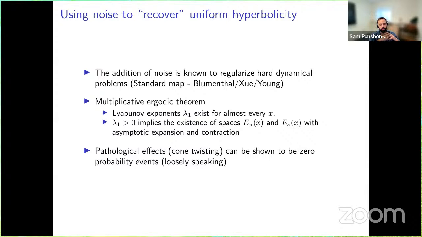Moreover, one of the really nice things, the second you have noise, it very often gives you something known as the multiplicative ergodic theorem. And this theorem essentially tells you not only do the Lyapunov exponents that we defined before exist, but they exist for almost every x, and they're deterministic numbers. So they don't depend on the noise or actually the initial data. But not only that, it actually implies the existence of more or less a splitting of spaces where you do have asymptotic expansion and contraction. So this is a very important result of having a little bit of noise or ergodicity. It actually recovers in a loose sense hyperbolicity. But the main thing is that these pathological effects, the cones being twisted around, or this co-mingling of dynamics, you can roughly show that they're probability zero events.